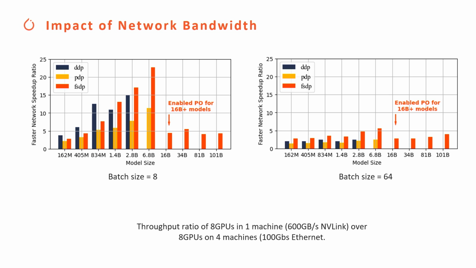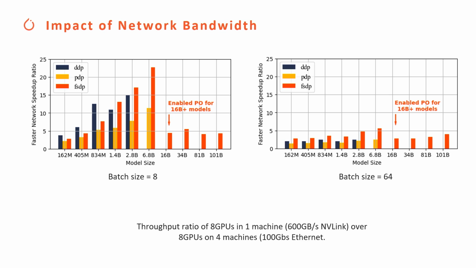The left figure uses a batch size of 8. We can see that the speedup ratio steadily increases with the increase of the model size. The ratio can be as large as 23x for FSDP when using a 6.8 billion parameter model. For larger models, the speedup ratio drops. This is because we turn on parameter offloading to avoid out of memory errors.